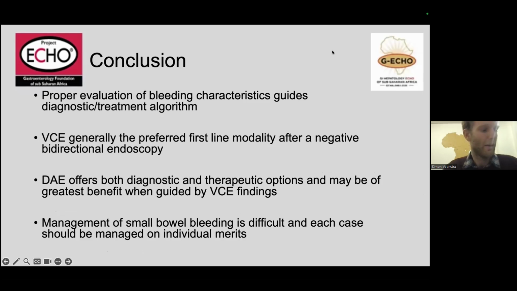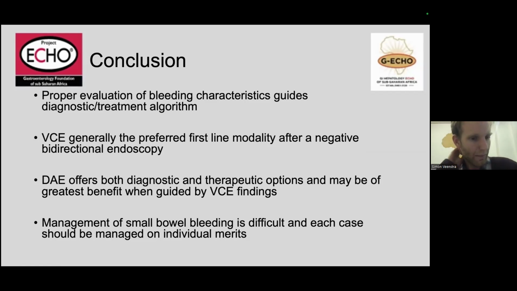So in conclusion then, I think the main take-home message is that what is probably most important is having a good approach, but that proper evaluation of the bleeding characteristics guides that approach.